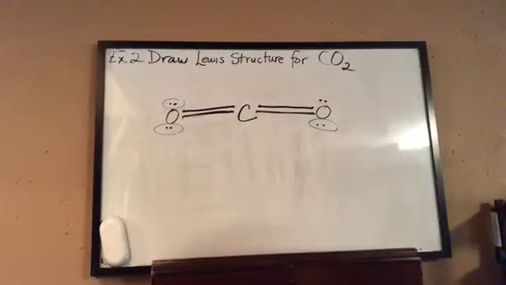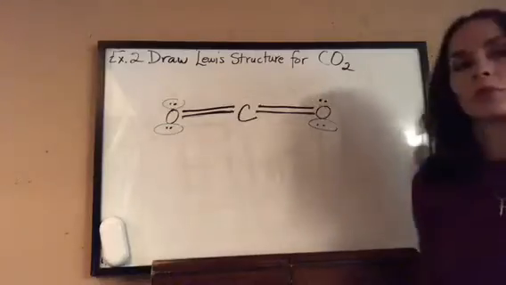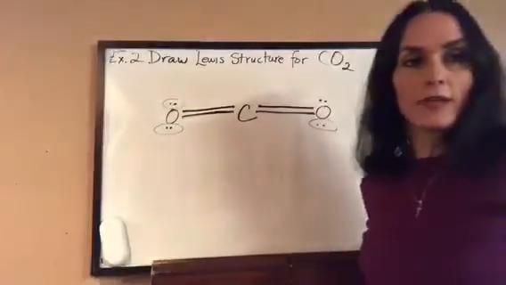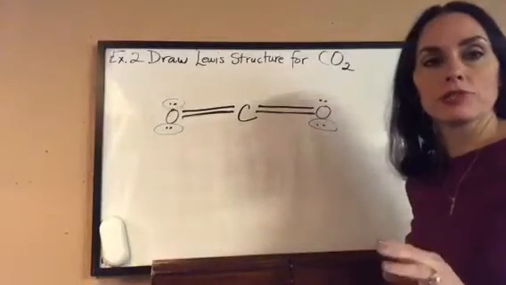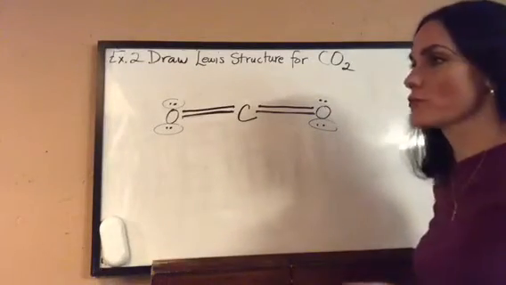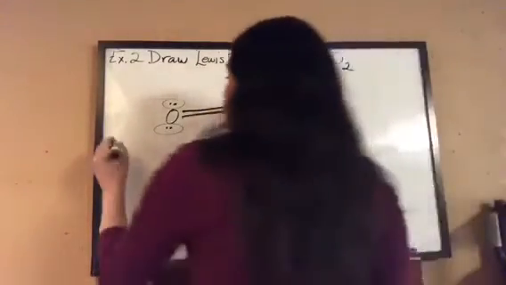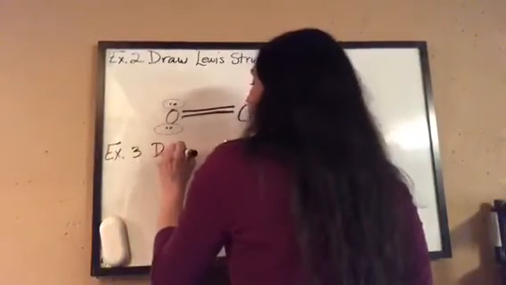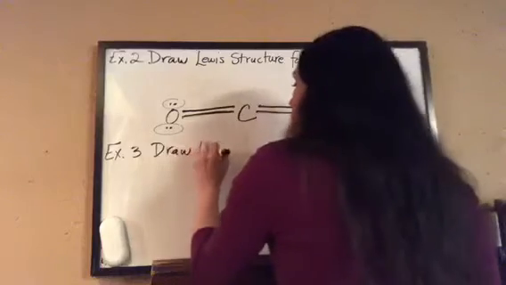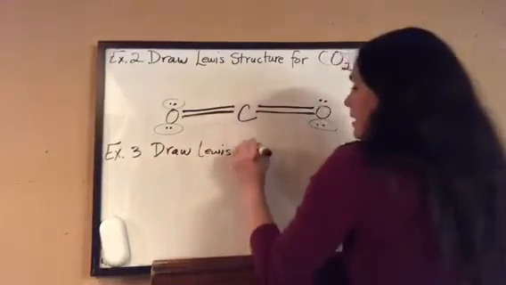Now, what if we have a polyatomic ion? We still follow these same rules, but we have to take into account the charge on that overall ion. Let's draw the Lewis structure for the ammonium ion.